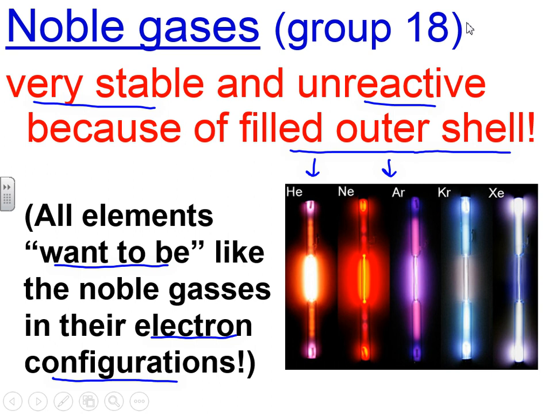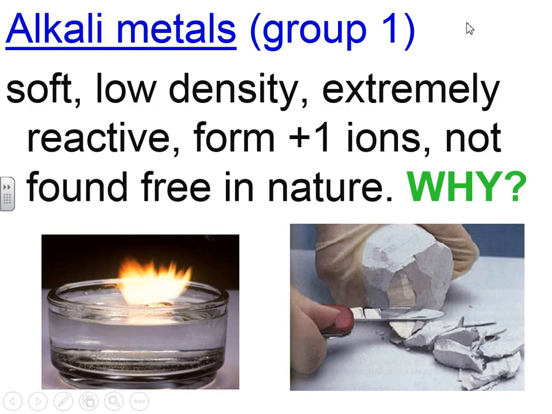The first group is called the alkali metals. This is group 1 on the periodic table. These metals are soft, with a low density, and extremely reactive. They'll form a +1 ion, and we'll show this. And they're not found in nature free. Now, why aren't they found in nature as free elements? Because they are very reactive, so anytime you find them, they have already reacted.